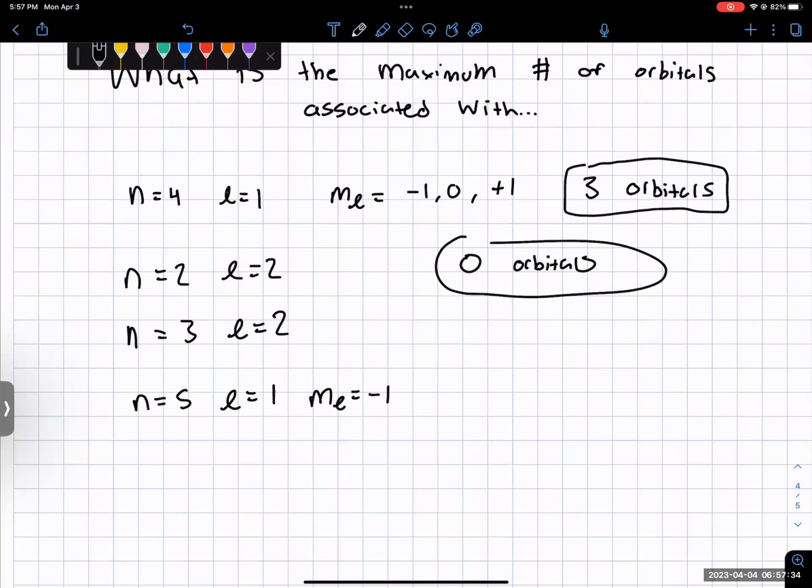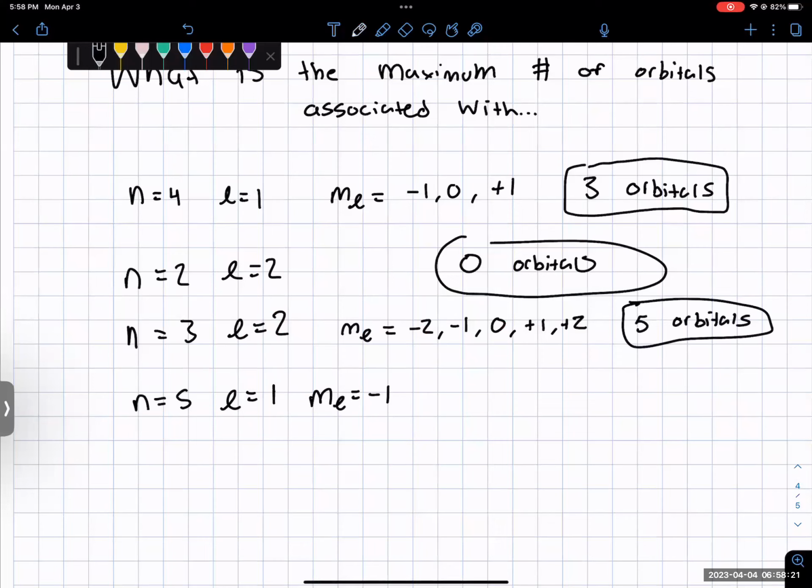What about when N equals 3, L is equal to 2? 5 possible orbitals, because M sub L goes from -2 to +2. And because you have 5 possible values for M sub L, that means you have 5 orbitals in the L equals 2 subshell. What subshell does this correspond to? D subshell, yeah. Good job, Derek. Looks like you're already memorizing. So 5 orbitals.